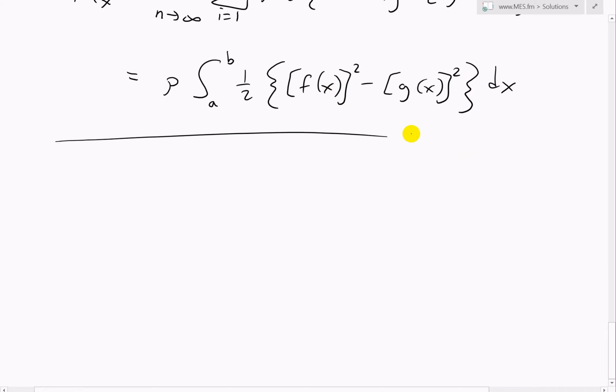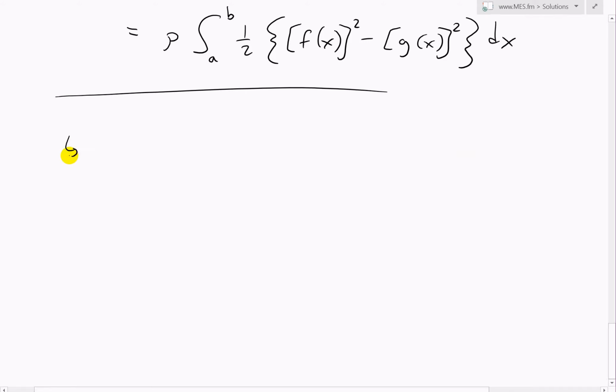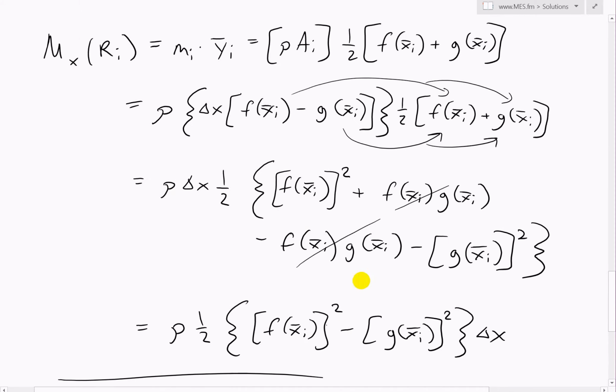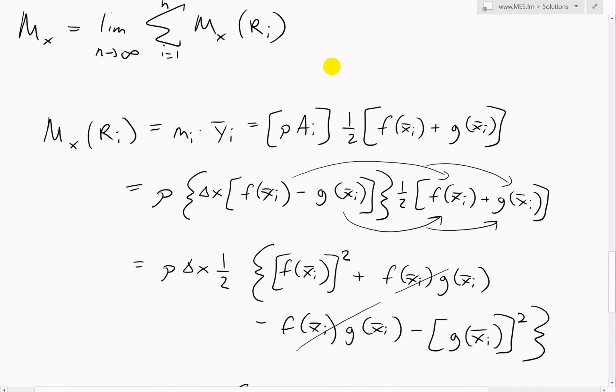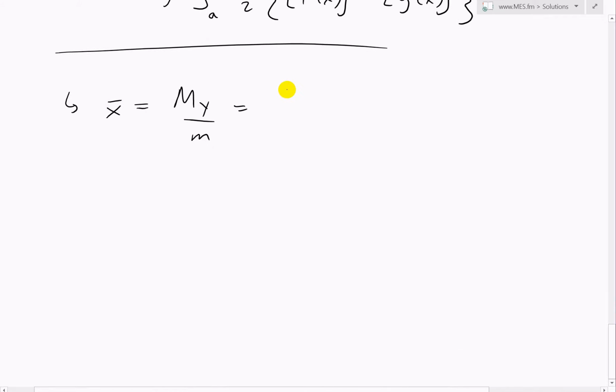So what we end up getting now is we have to solve for our center of mass. And again, recall that the center of mass in the x direction is simply going to be the moment about the y divided by the total mass, which equals 2. Let's just scroll up. That's just this one, x times f of x minus g of x. So what we get is rho times the integral from a to b of x times f of x dx, divided by the total mass, the integral of f of x minus g of x.